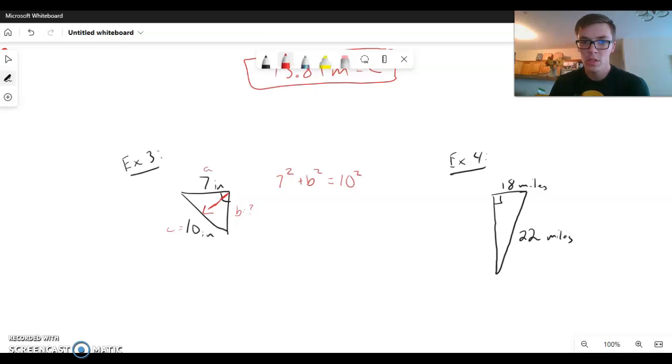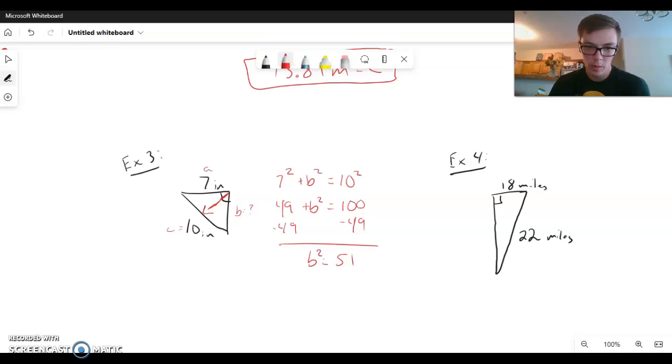Now we're going to solve this just using our algebra skills like we've always done. So 7 squared is 49. We're going to bring down our b squared, so plus b squared, equals 10 squared, which is 100. Now we got to get b by itself, though. So we got to get rid of this 49 first. So we minus 49 to both sides. We then get b squared equals 51.